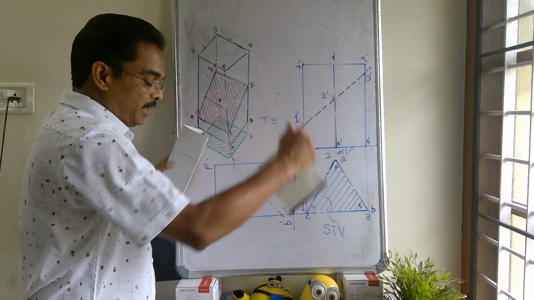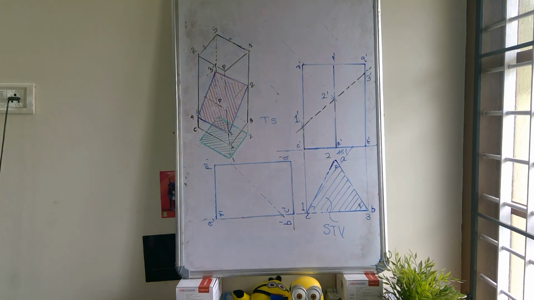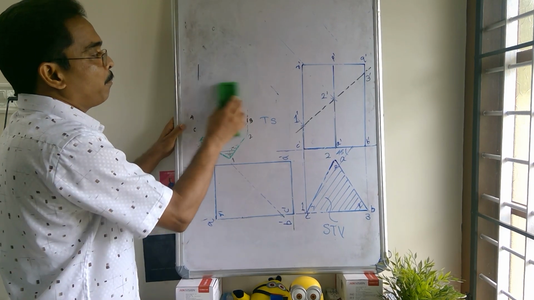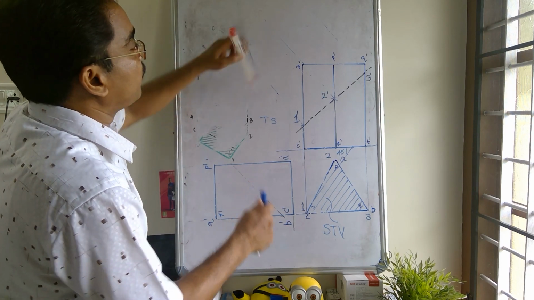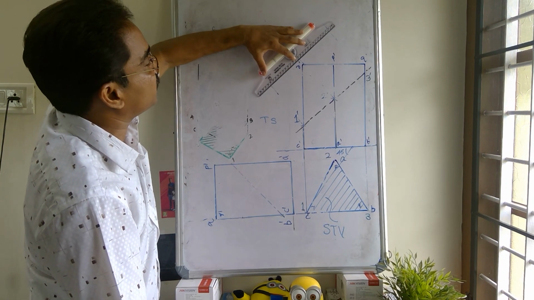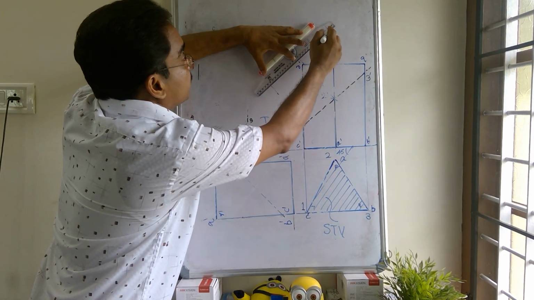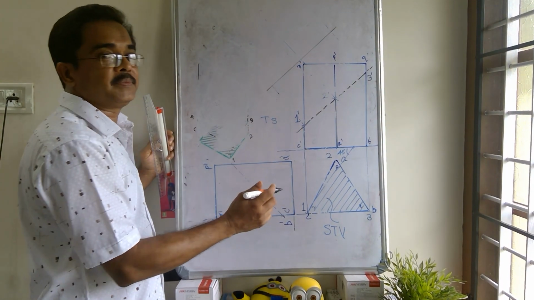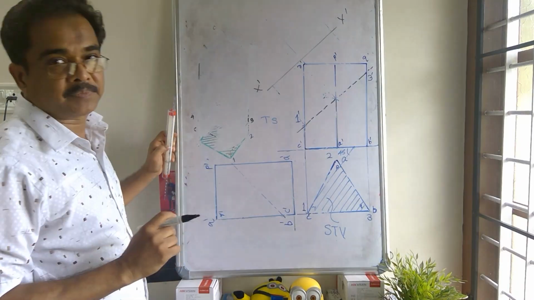So in order to get the true shape of the section surface, you have to draw a line parallel to the cutting plane at any convenient distance from the cutting plane. Mark it as say x dash, y dash.